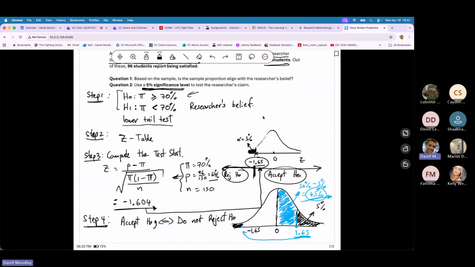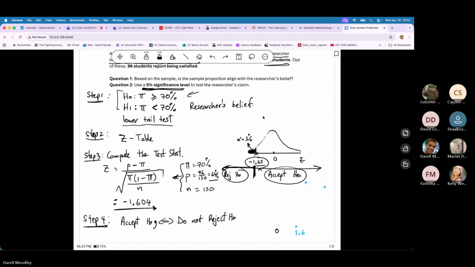Right. So I'm just going to clear this, make some space here. Now, if we accept H naught, and that is this here, then that means we are dismissing the researcher's belief because we are accepting H naught. So what are we saying? We are saying that the researcher's belief is incorrect.